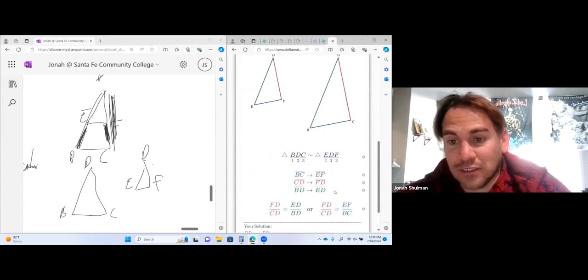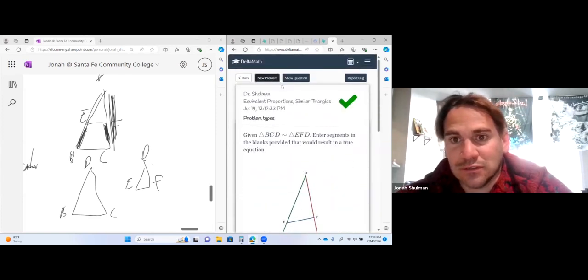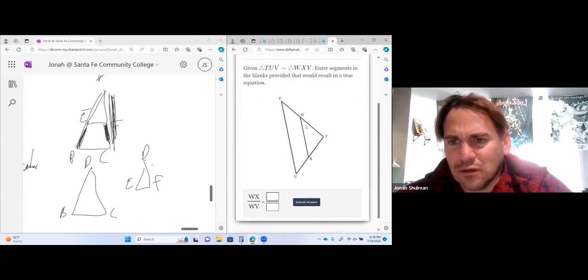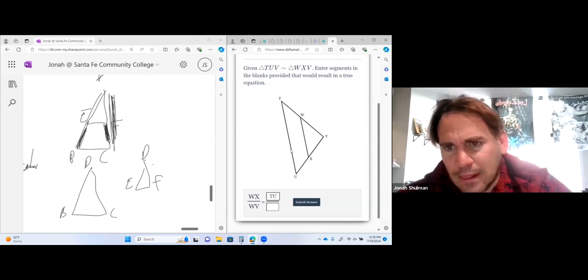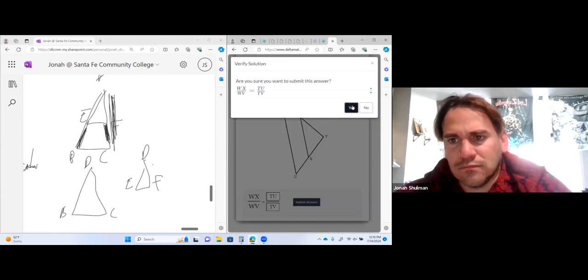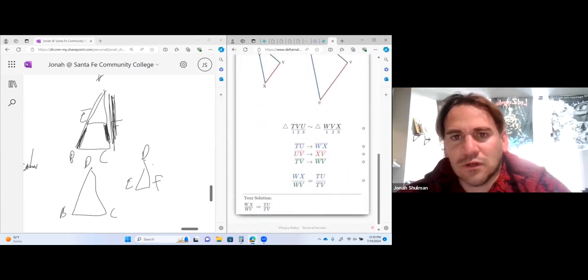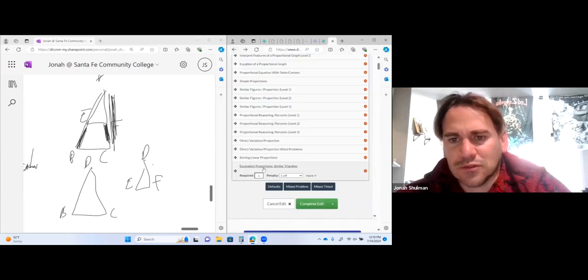Whoa, that's wild. I try to draw it. Mine's just ugly. Let's do one more of these. I was hoping they'd give us some numbers, but that's okay. So WX and WV. So WX has to match to TU, and WV has to match to TV. I really like the, what's it called? And then you can put the numbers in. Let's do one last one just for fun.